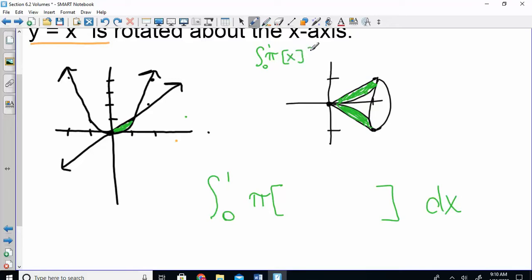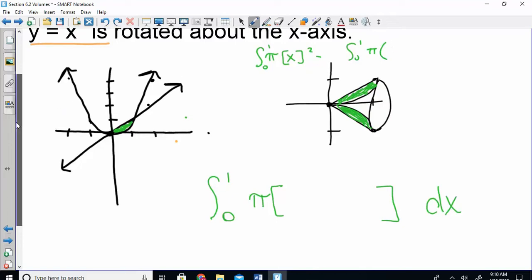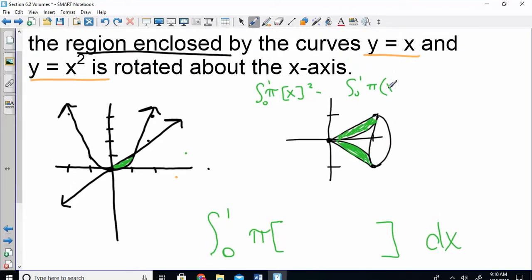That was the line, y equals x. So it'd be pi times the integral of x squared, minus the integral from 0 to 1 of pi times the inside, which was my parabola. But we know enough about integrals to know that if both of those are from 0 to 1, we could put them together. They both have a pi, so you could take out the pi, and then you just have to do x squared minus x squared squared.